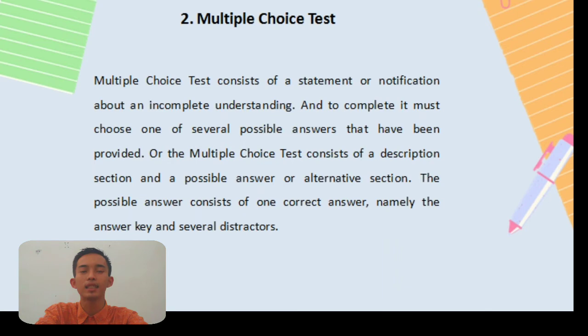The second, the multiple choice test. A multiple choice test consists of a statement or notification about an incomplete understanding, and to complete it one must choose one of several possible answers that have been provided. The multiple choice test consists of a description section and a possible answer or alternative section. The possible answers consist of one correct answer, namely the answer key, and several distractors.